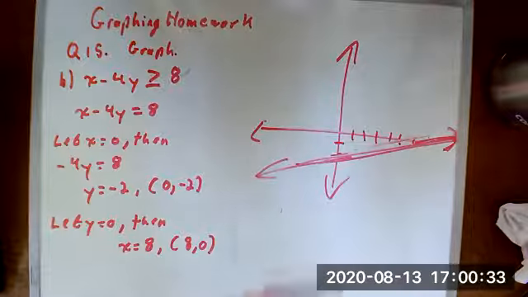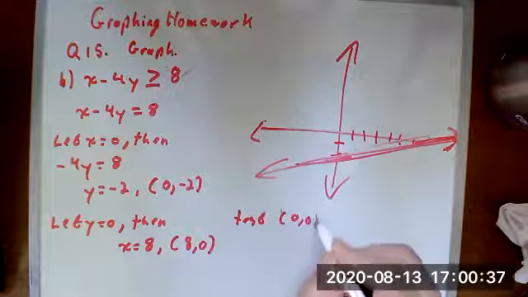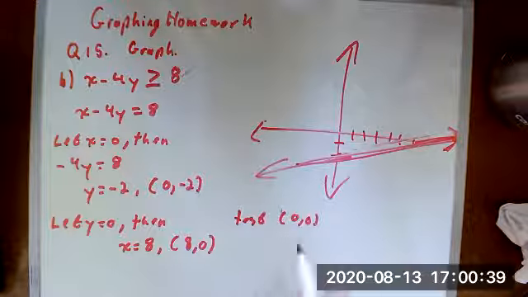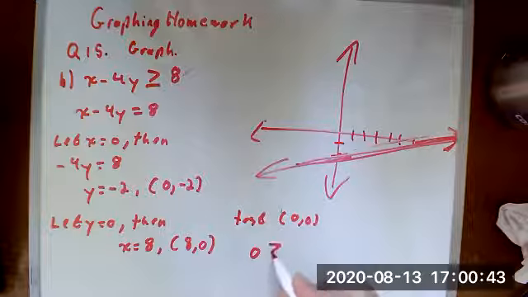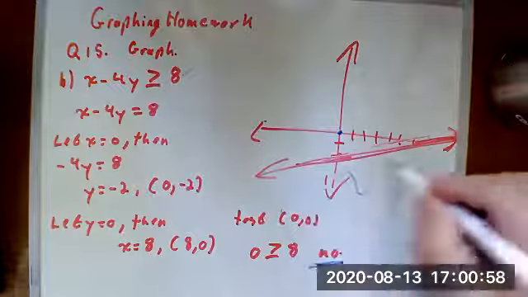Then we test our point 0, 0. Is 0 greater than or equal to 8? No. So we need to be on, that's where 0, 0 is, and the answer is no, we need to be on the other side.